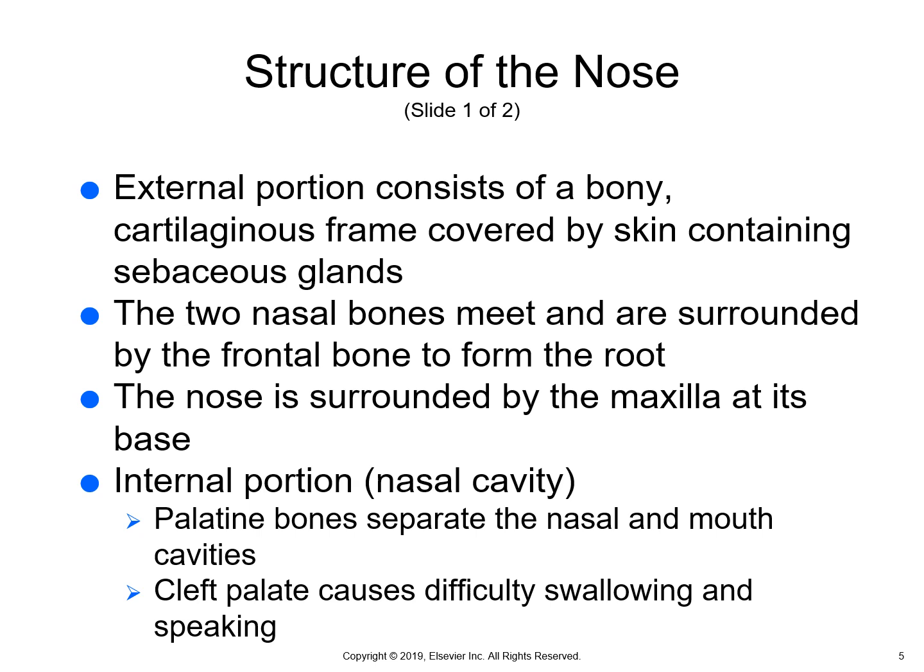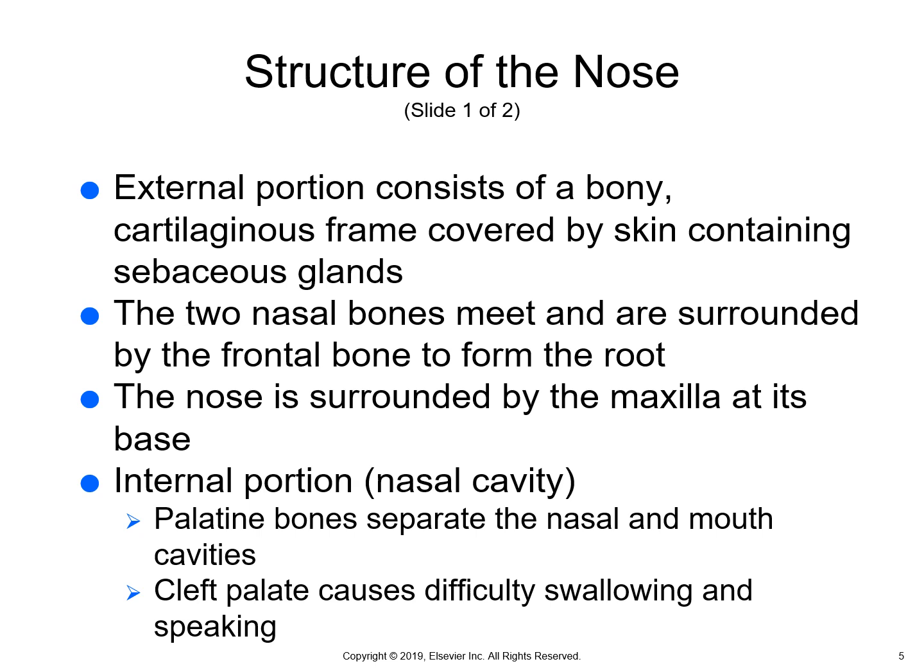All right, we also have two nasal bones that meet at the top, and they connect to what we call the frontal bone. The frontal bone is a bone of the skull, basically helps form our forehead. So they connect to the frontal bone, forming the root of our nose. And the maxilla, which is our upper jaw, surrounds the base of our nose to give it support.